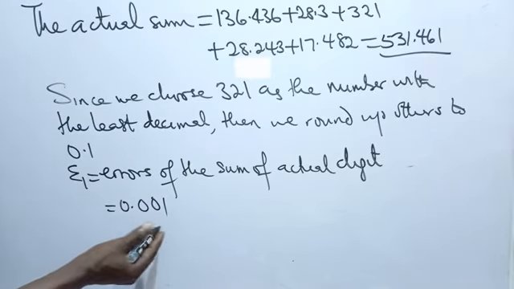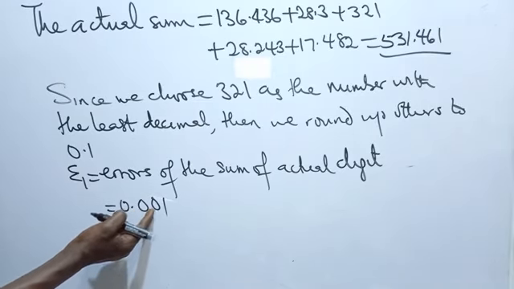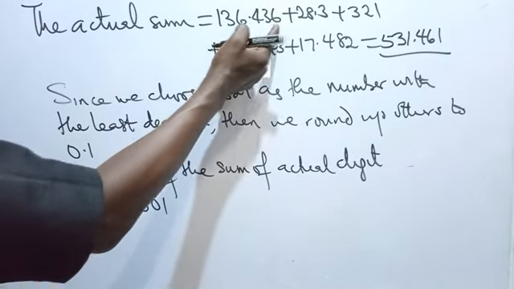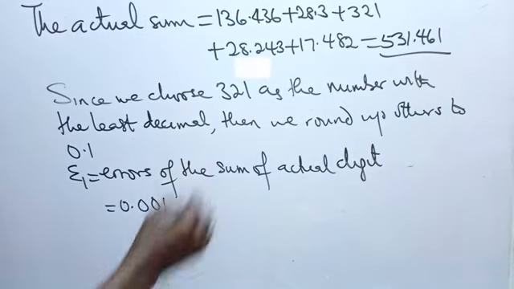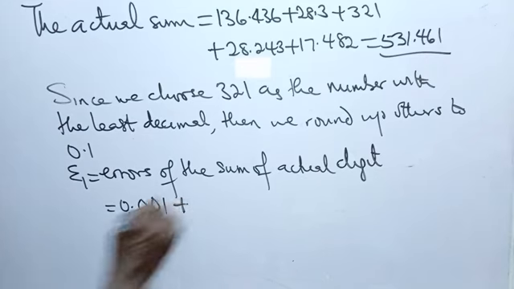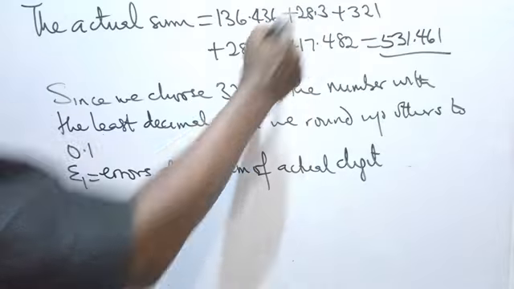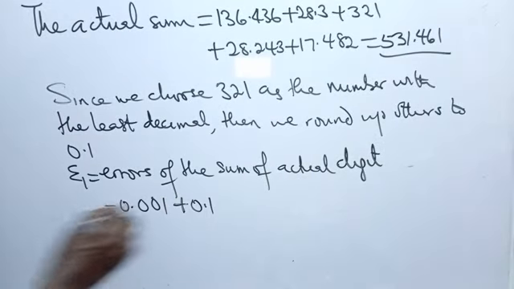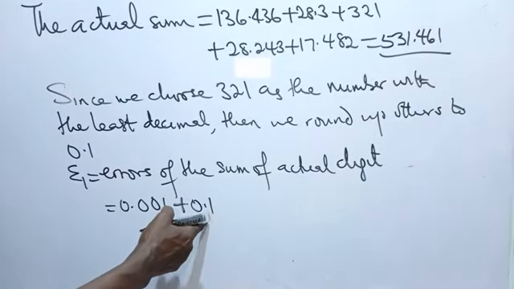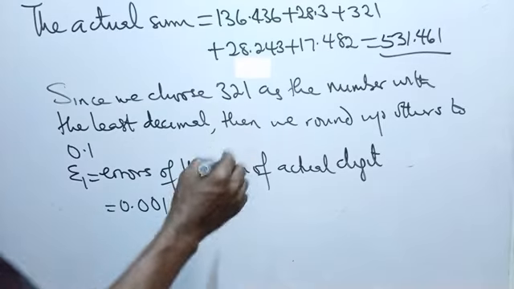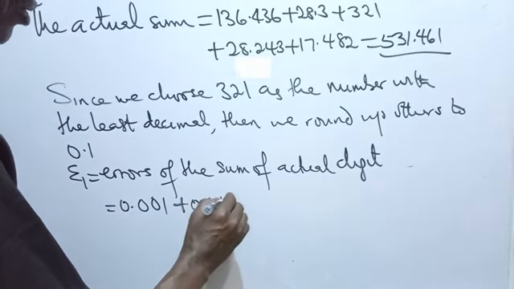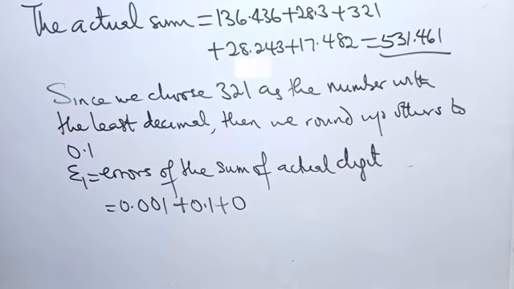Our value will be what? This place is 1, 2, 3. This 3 replaces this. Now the next one, plus: how many digits does this have? It has only 1 digit. So that would be 0.1, which has only 1 decimal digit. Then plus 321 is 0 because it doesn't have a decimal number.